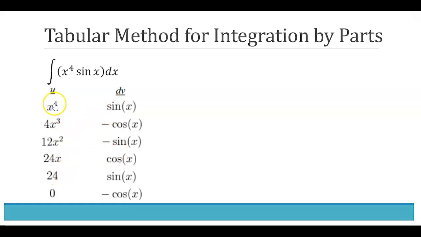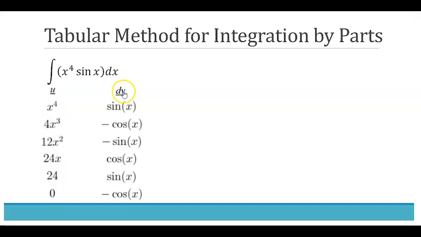Then we do repeated differentiation along the u column. I take the derivative of x to the fourth, which is 4x cubed. The derivative again, 12x squared. The derivative again, 24x. The derivative again is 24. And finally, we end up with 0 as our derivative because we started with a polynomial. And that's how we know when to stop.